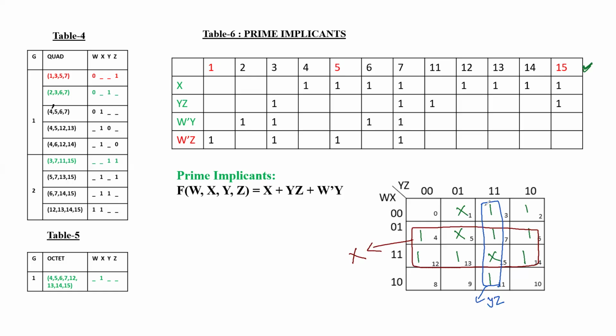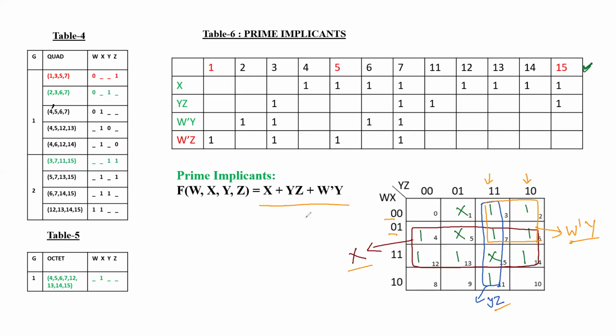Now one more quad we can make here. Here min terms are being repeated, but we have to form the maximum combinations. Here row wise we have common W dash, and column wise we have common 1. This corresponds to Y. So this implicant value is W dash Y. Here we have YZ and this is the X. So finally the Boolean function F is simplified as X plus YZ plus W dash Y.